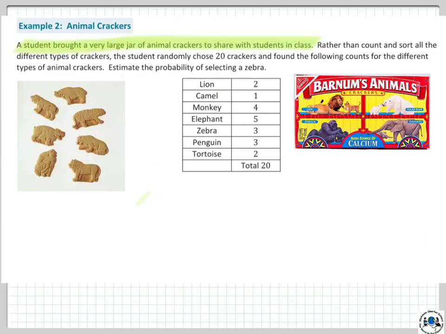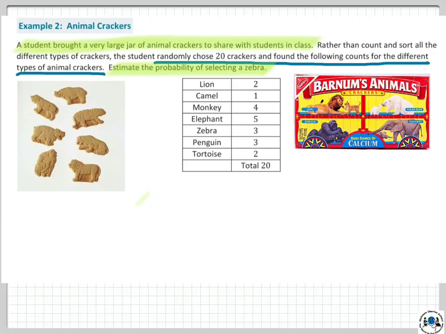So rather than count and sort all the different types of crackers, the student randomly chose 20 crackers and found the following counts for the different types of animal crackers. Again, he did a random sampling. We've talked about this idea of random sampling, where there is no controlled way to choose the sample. In this jar, you just close your eyes, stick your hand in, and pull one out. Again, it's random, no guarantee of what's coming out of that jar.